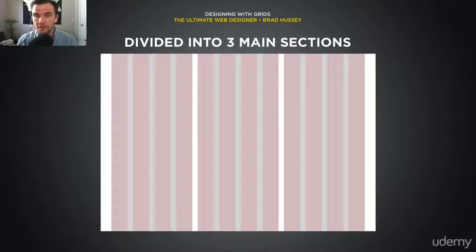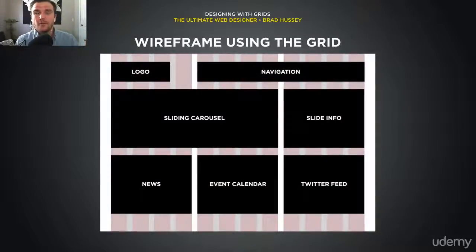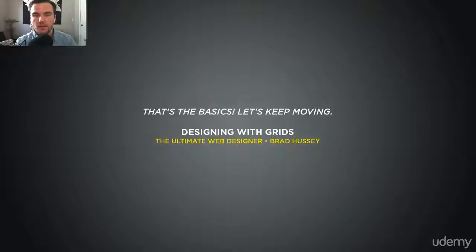That 12-column grid divided into 3 main sections, and then a wireframe using that grid. So you can see logo, navigation, carousel with the slide info, news, event calendar, and Twitter feed, all utilizing this grid. You can start to see now how the grid is very common on the web. So that's the basics. Let's move on forward.